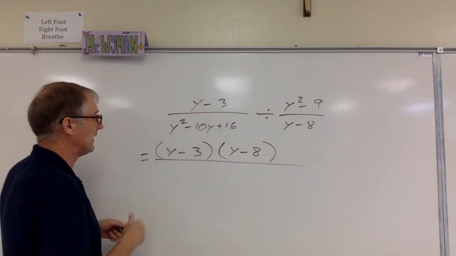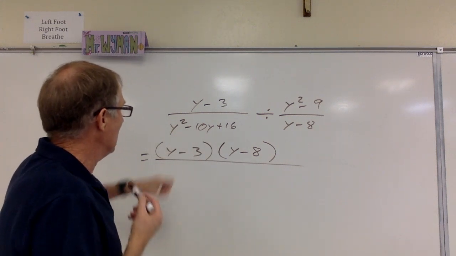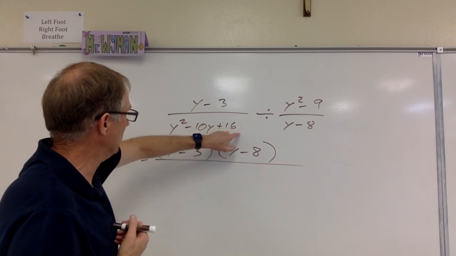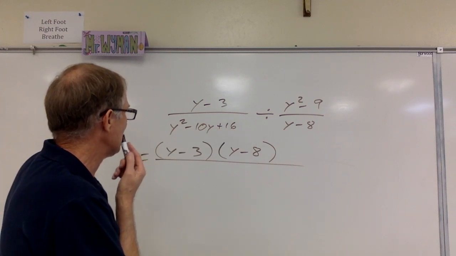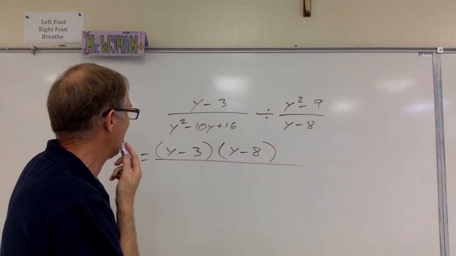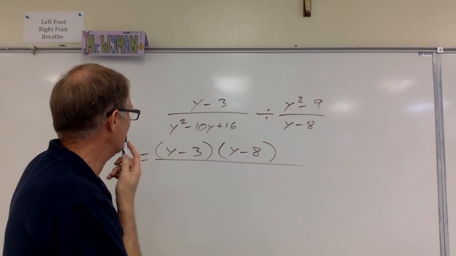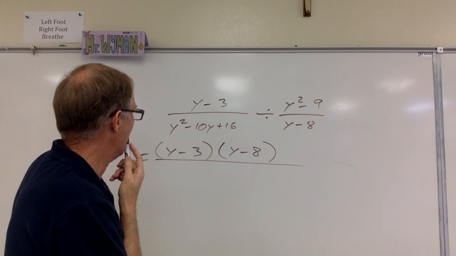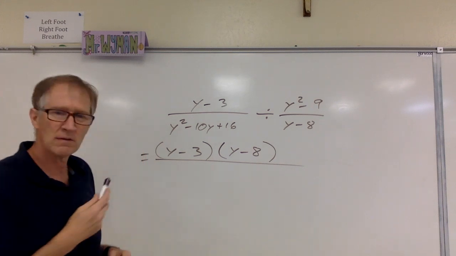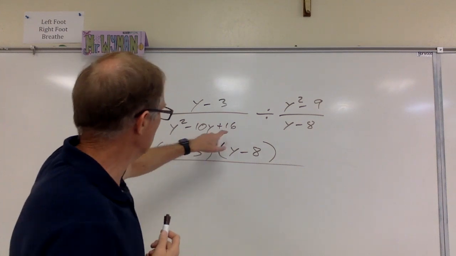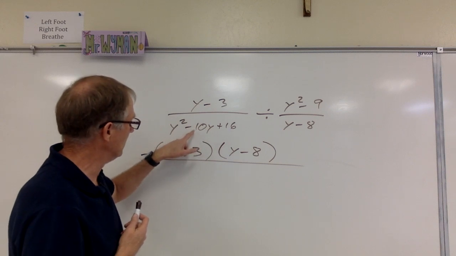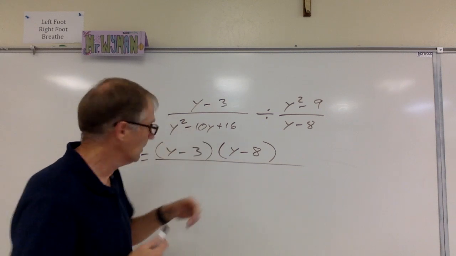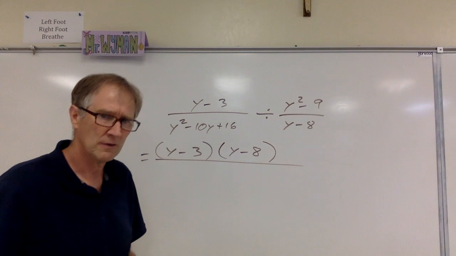And this is going to factor to what? The factors for this are going to be negative 8 and negative 2, right? Got to think about that one. Because negative 8 times negative 2 is positive 16, and negative 8 plus negative 2 add up to negative 10.